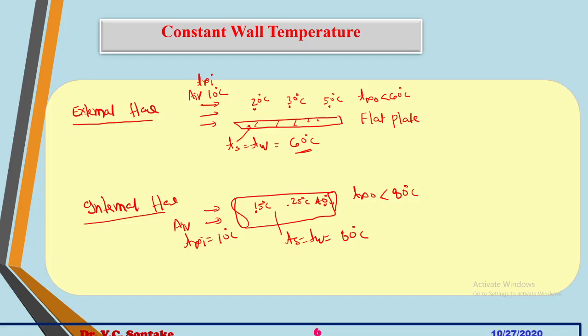So in a very simple sense, when the constant wall temperature boundary condition is applicable, the surface temperature is clearly mentioned, as in the case of flat plate, 60 degrees Celsius, and as in the case of pipe flow, pipe surface temperature is 80 degrees Celsius. One aspect. Second aspect, the temperature of the outgoing fluid will be less than the temperature of the surface. I can clearly say that. Now what will be that value, I can calculate using the expressions. Okay. This is all about the constant wall temperature boundary condition.